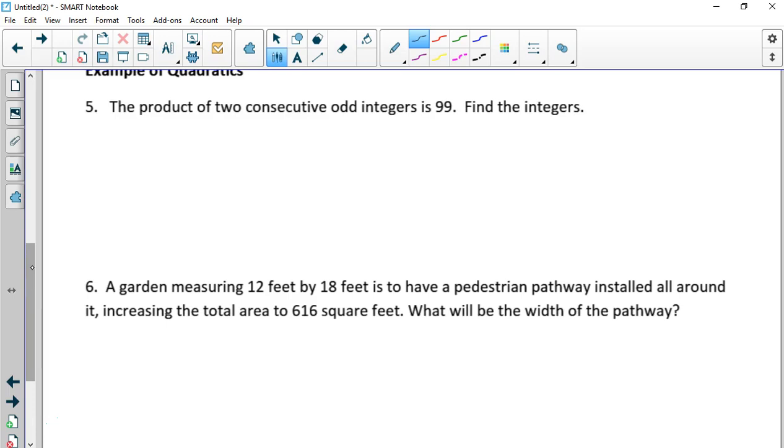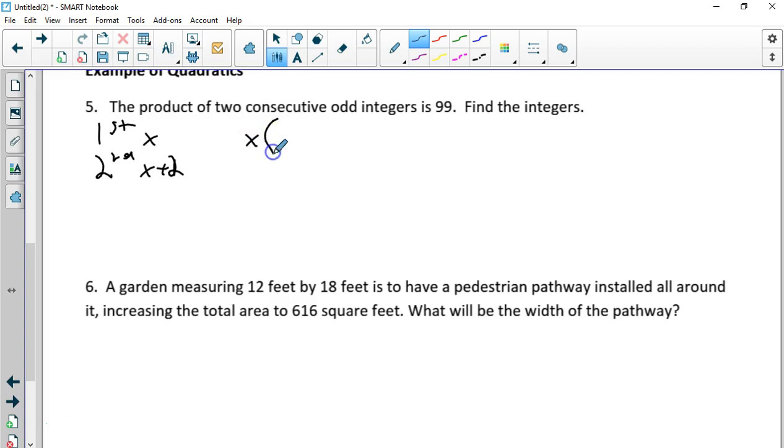Okay, quadratics. The product of 2 consecutive odd integers is 99. So my first number is going to be x, and my second is going to be x plus 1. Because they're odd integers. Sorry, x plus 2. They're not consecutive, they're consecutive odd. So like 7 and 9.